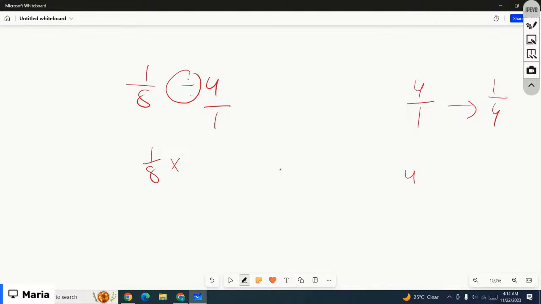For example, if you have 4 over 5, you have to find the reciprocal, it would be 5 over 4. So the reciprocal of 4 over 1 is 1 over 4. Now you simply have to multiply the fractions: numerator times numerator, denominator times denominator. 1 times 1 is 1 and 8 times 4 is 32. So it is 1 over 32.